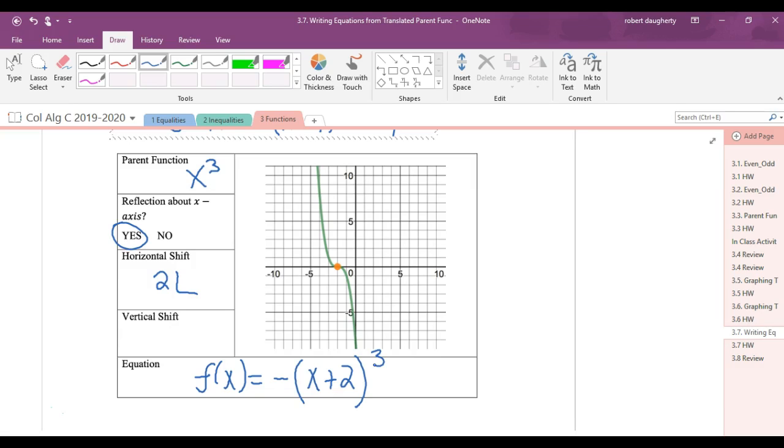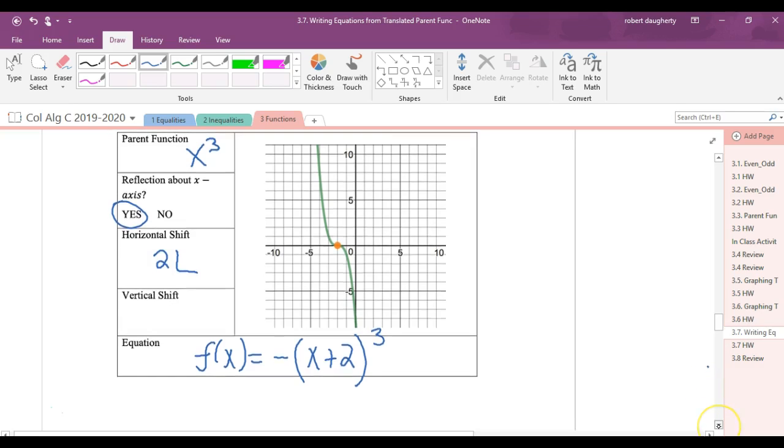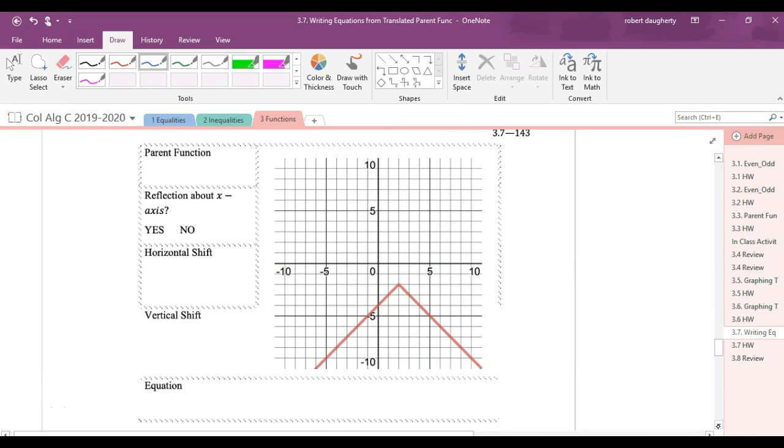Okay. Is this easier than graphing? Okay. Okay, guys, I'll pause for a second. You guys work on this one. Okay, what do you think this one is? F of x is what?